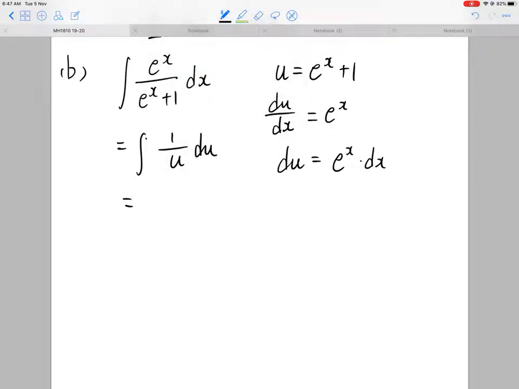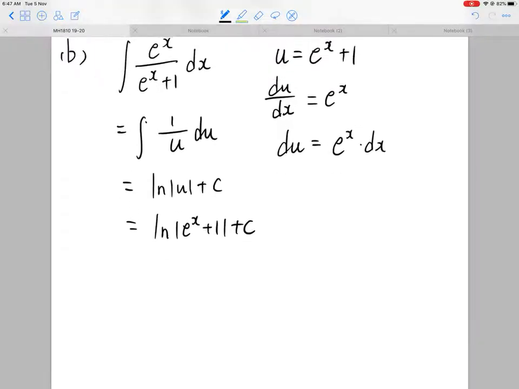Right. Then the integration of 1 over something is ln of the absolute value of something plus constant. Right. Last step, sub x back. And finally, you can drop this absolute value because e to the power of x is always greater than 0, which means you can drop this absolute value. Okay.